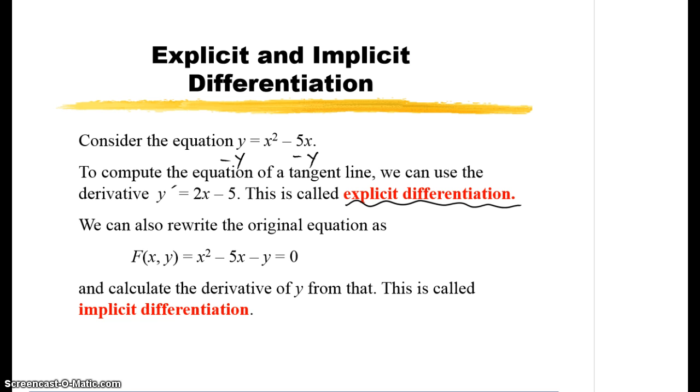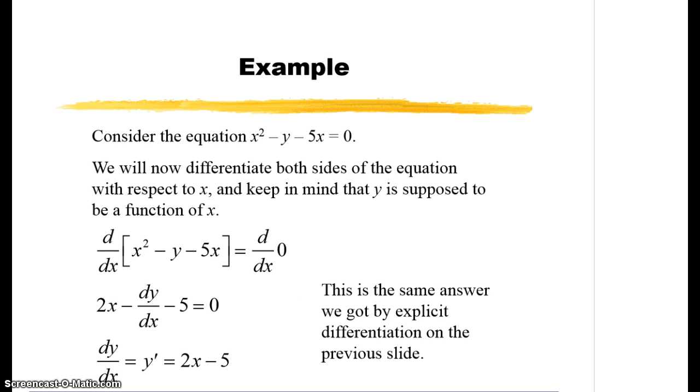Well, we can then calculate the derivative of y from that, where we have both x and y in play. This is called implicit differentiation because we're differentiating implicitly, with both variables, but still in terms of x. Okay, so let's take a look at an example.